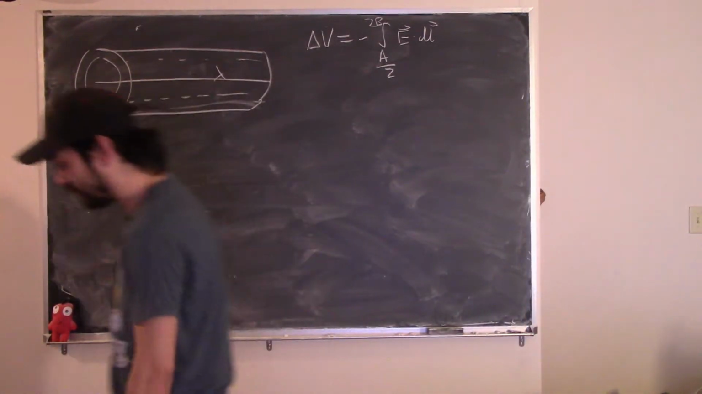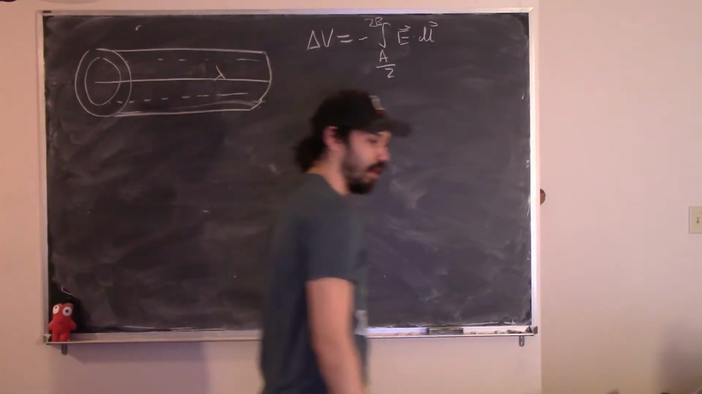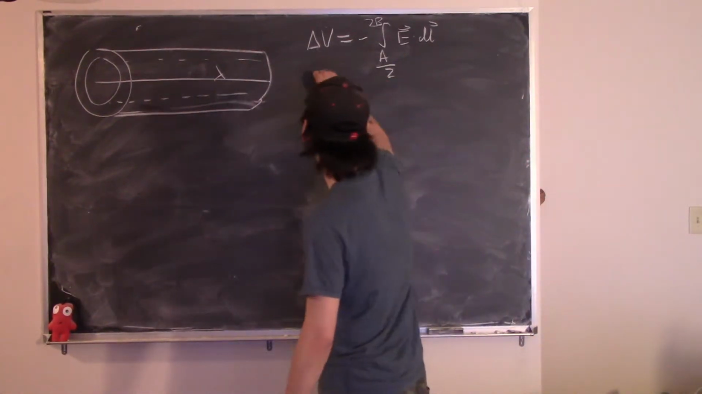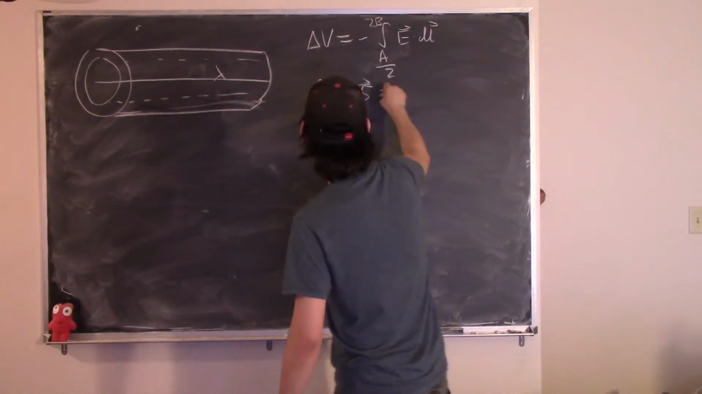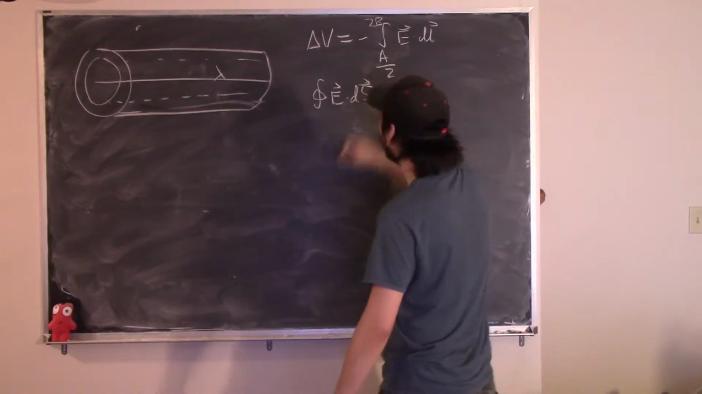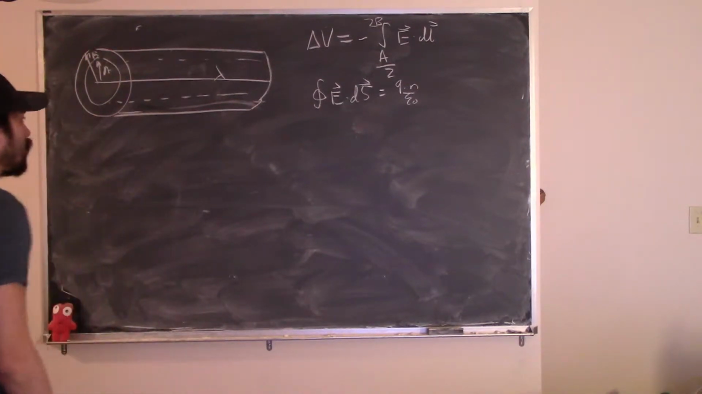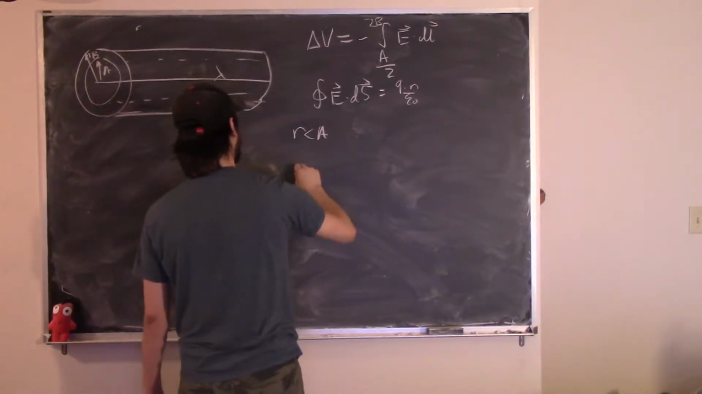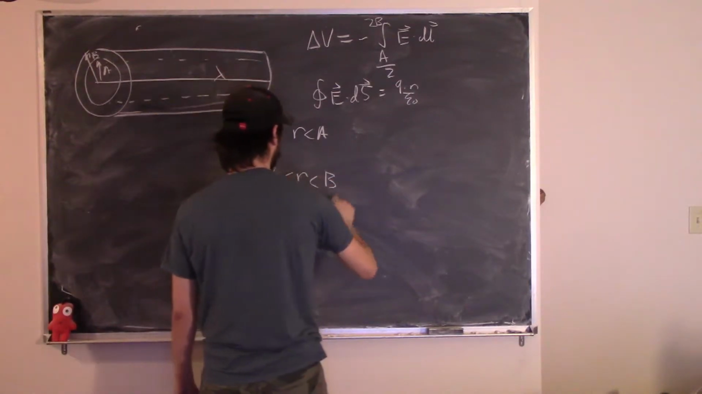When we're asked to find this delta V, we need to find what the electric field is. And this is a problem dealing with conductors, so that should lead us to want to use Gauss's law here: the integral of E dot ds is equal to Q in divided by epsilon naught. The regions that I have here, this is the radius A, this is the radius B. I have 3 different regions. The first region is when R is less than A. The second region is when R is greater than A and less than B. And the last region is when R is greater than B.